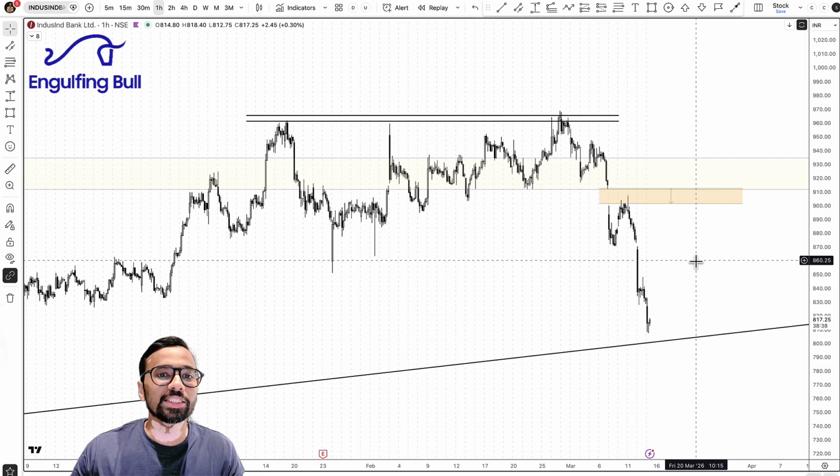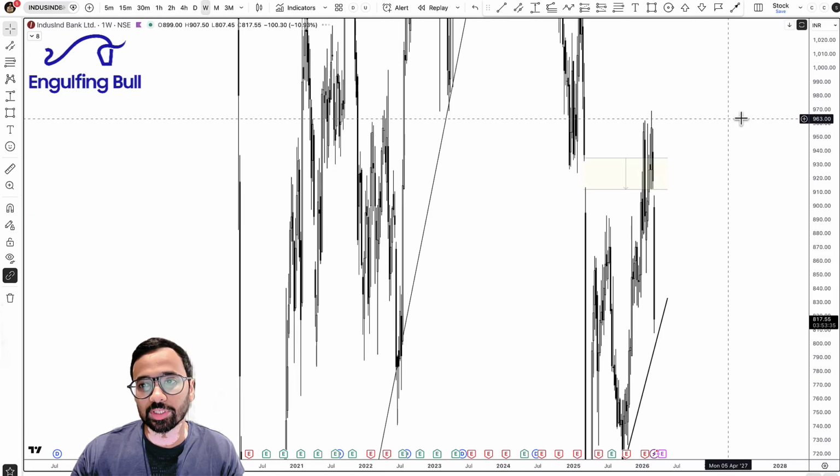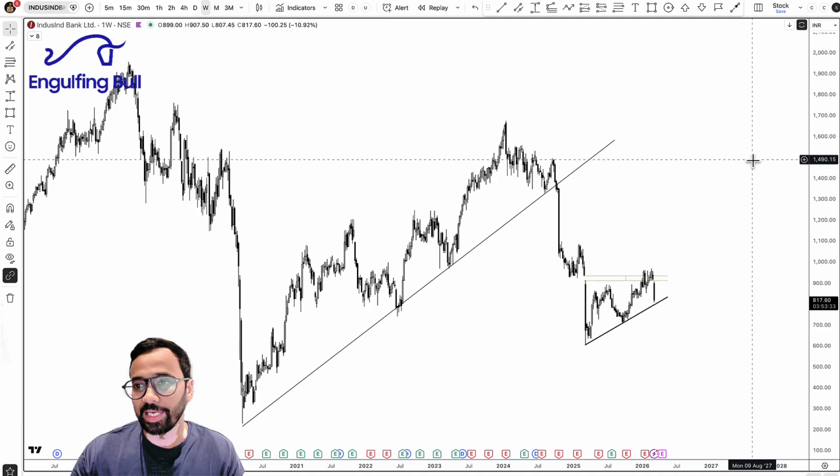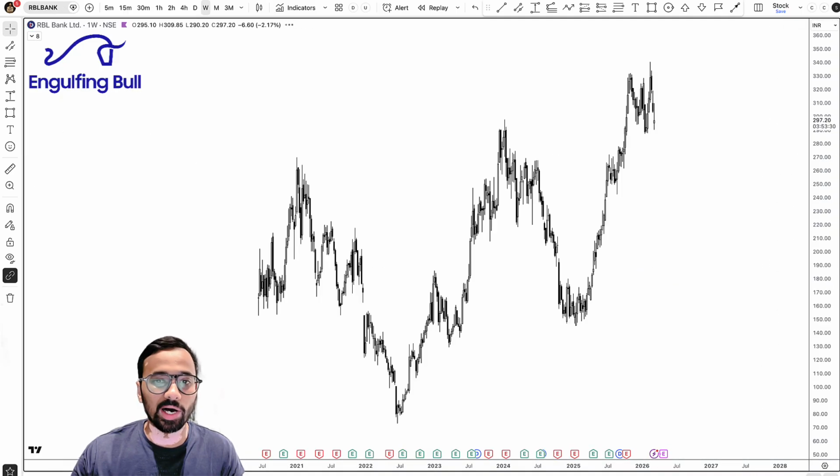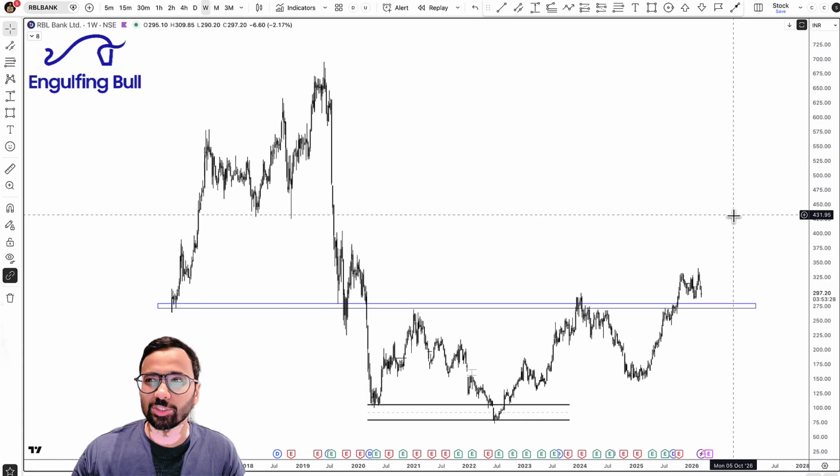Okay, this is how I'm doing it for every stock. For every stock that I'm opening in front of you, it is the same process. So if I go back to RBL Bank, okay, let's do this one last stock.